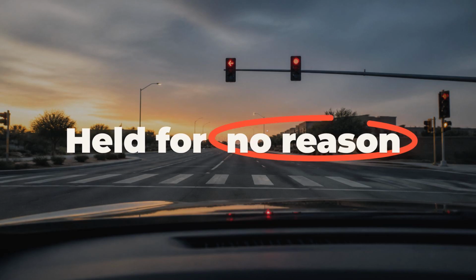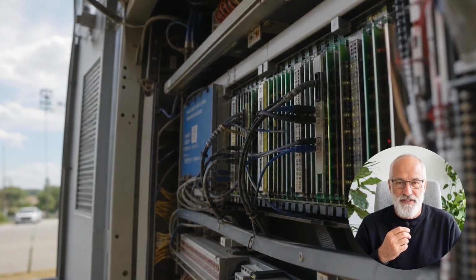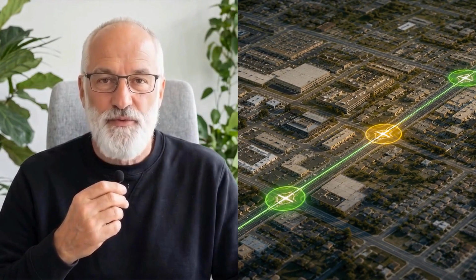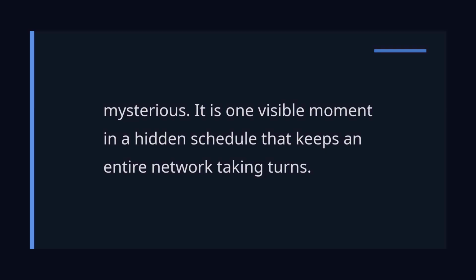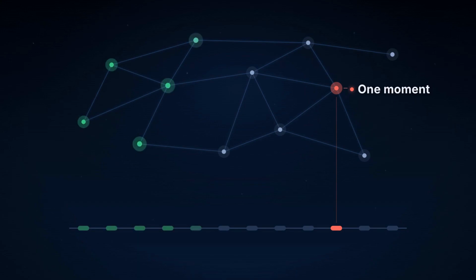The next time an empty intersection seems to be holding you for no reason, picture the cabinet beside the road. Inside, a controller is processing calls and clocks. A monitor is checking for unsafe combinations. Farther down the corridor, other controllers are keeping their own place in the same pattern. The red light may still feel inconvenient, but it is no longer mysterious. It is one visible moment in a hidden schedule that keeps an entire network taking turns.